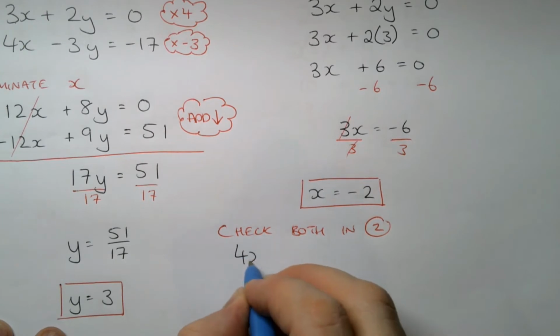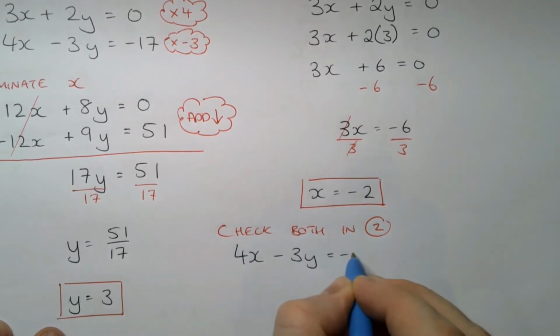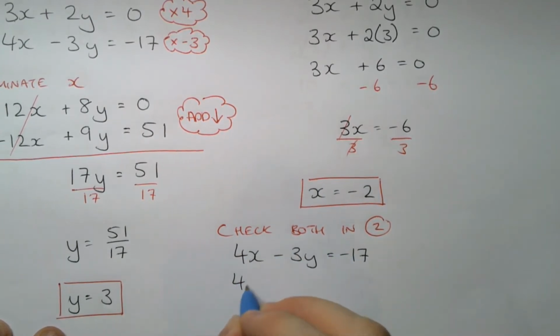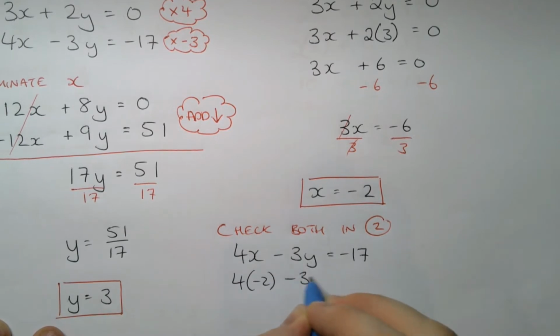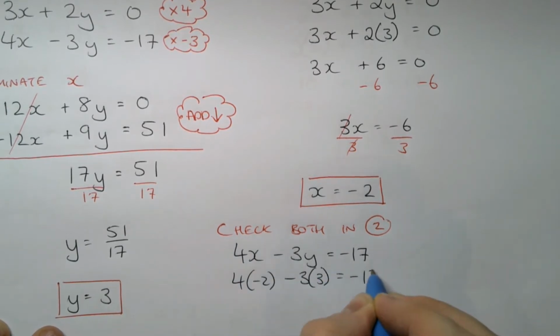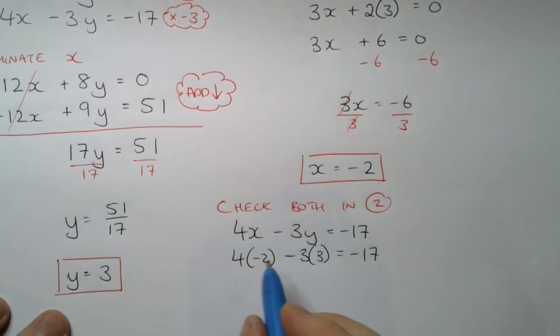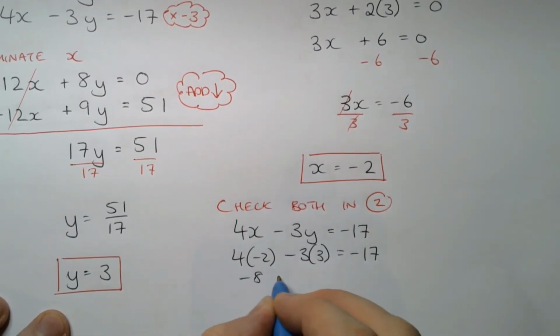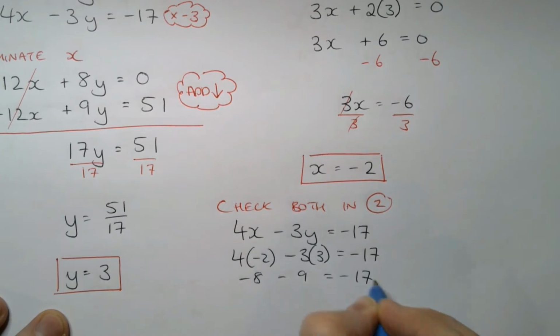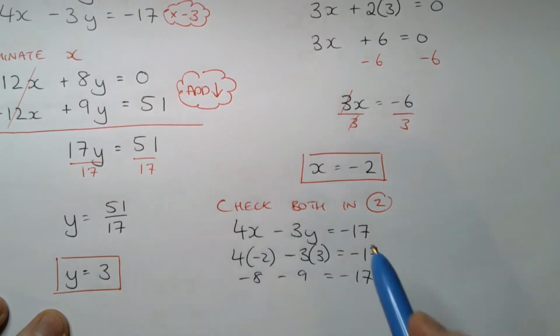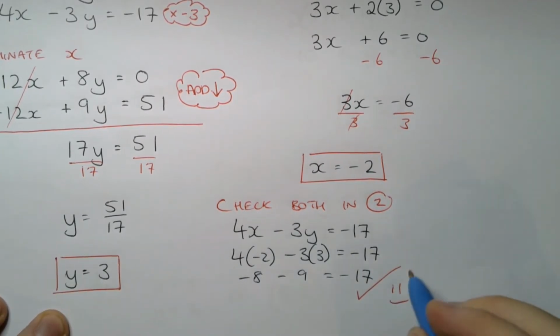So 4x minus 3y equals minus 17. 4 by minus 2 minus 3 by 3 equals minus 17. You can plug this whole side into your calculator, but I'll just do it out. Minus 8 minus 9, does that equal minus 17? Why, yes it does. So I've got my 2 answers.